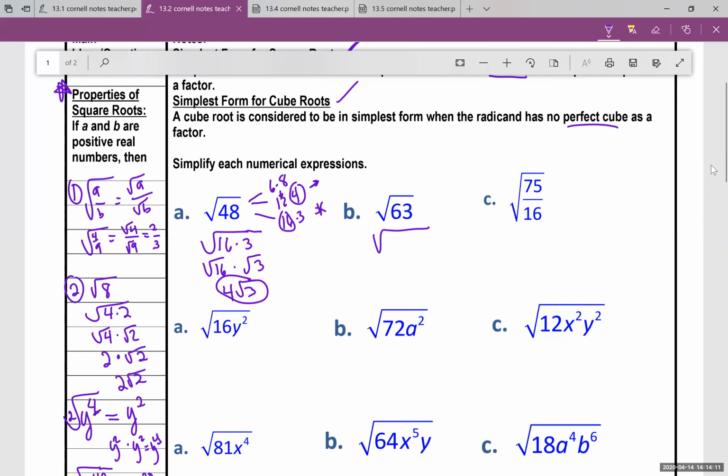Square root of 63. I'm going to rewrite that 63 as 9 times 7. Okay. Then I can rewrite this a step further, kind of break it apart. Square root of 9 is 3, and then I have the square root of 7.